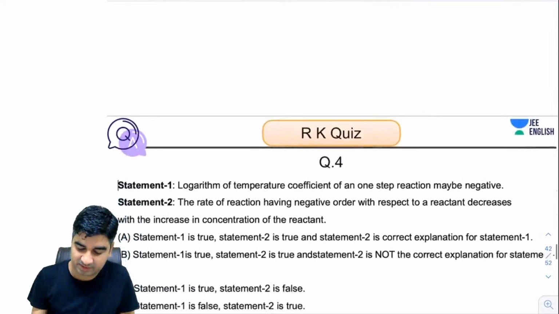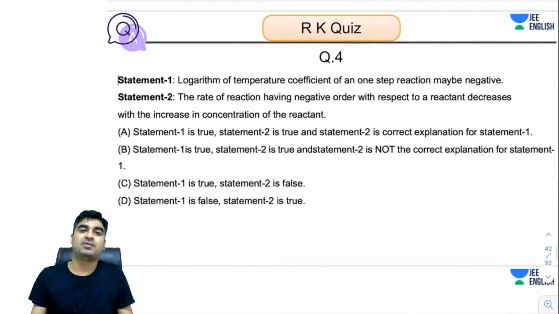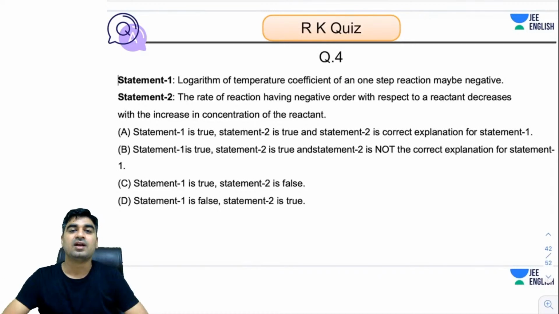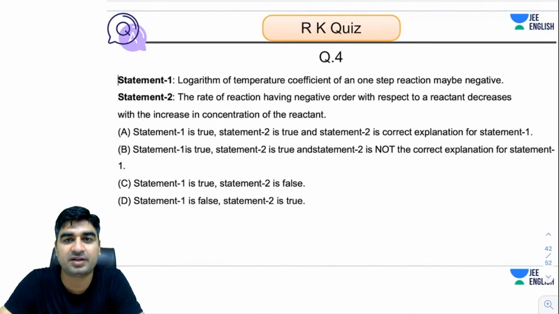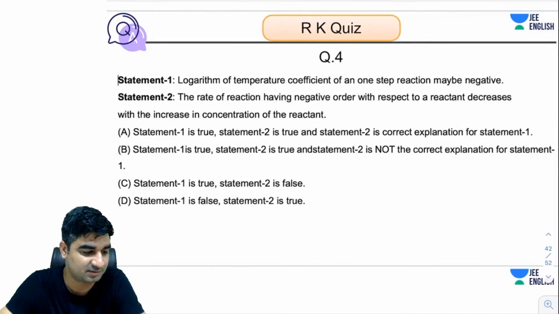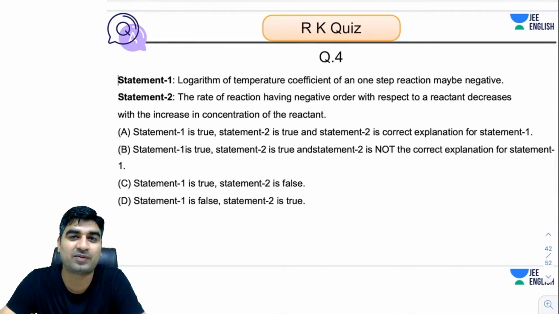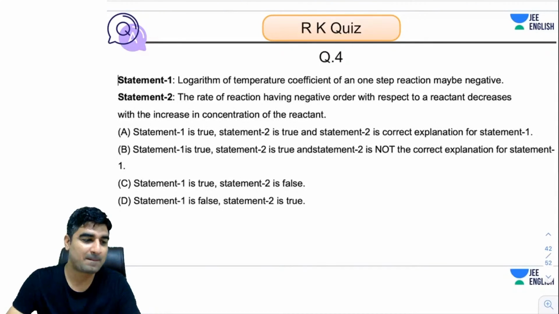Now let's move to the next question. Statement 1: the logarithm of the temperature coefficient of a one-step reaction may be negative. Statement 2: the rate of a reaction having negative order with respect to a reactant decreases with the increase in concentration. So just solve it. Yes, solve it.